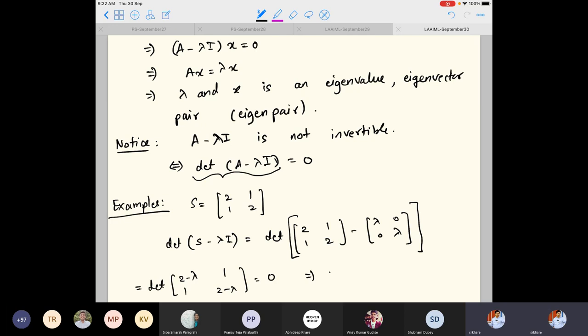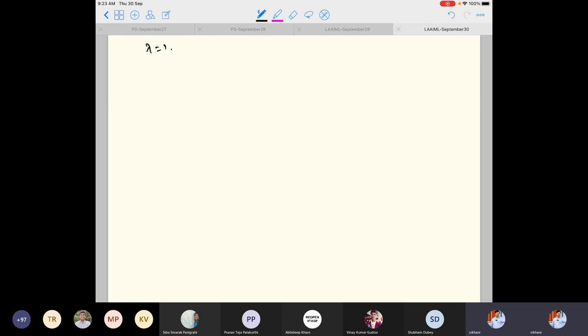And what is the determinant? (2 minus lambda) whole square minus 1 is equal to 0. So (2 minus lambda) squared minus 1 equals 0. I think you can factor this as (2 minus lambda minus 1)(2 minus lambda plus 1) equals 0. So what will be the eigenvalues? Lambda is equal to 3 and lambda is equal to 1. Is that right? So lambda equal to 1 and 3 are the eigenvalues, right?